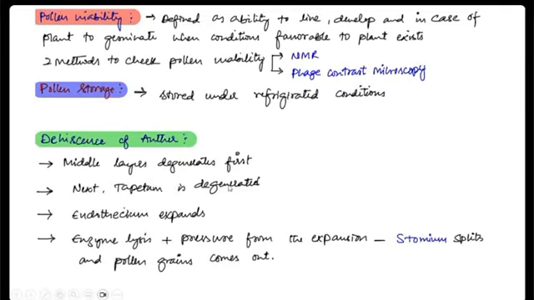Pollen germination, you need not worry about it. And about the viability, how do you define pollen viability? Viability is nothing but the ability to live and develop, and if we talk in the case of plants, it is the ability to germinate when it is given favorable conditions. And there are two important methods to check this pollen viability. One is NMR, and the second one is contrast microscope. So what is this NMR?